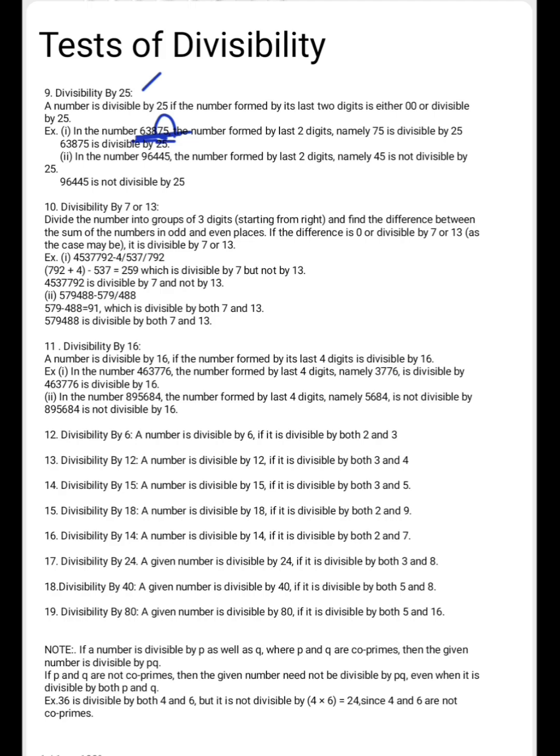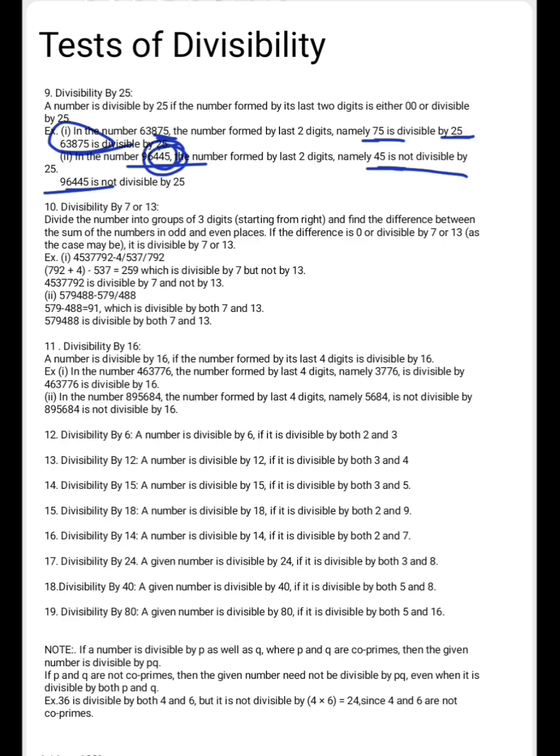If we take the same example, 63875, the last 2 digits are 75, which is divisible by 25, so this entire number will be divisible by 25. If we take an example of 96445, the last 2 digits are 45, which is not divisible by 25, so we can say that the entire number will not be divisible by 25. This is the same as in the last cases we have seen for 4 and 8.